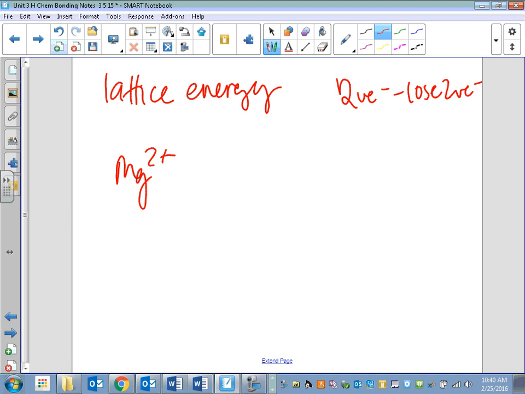Choose a non-metal from group 4 and over. Sulfur, great. Sulfur's ending in 2s2, 2p what? 4. Okay, how many more? Does it want to gain or lose electrons? Gain, how many? 2. So if you gain 2 electrons, what's your charge? 2 negative.